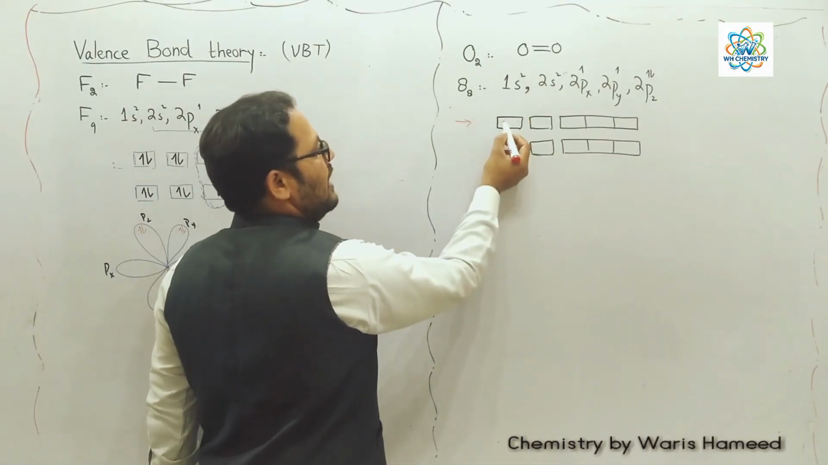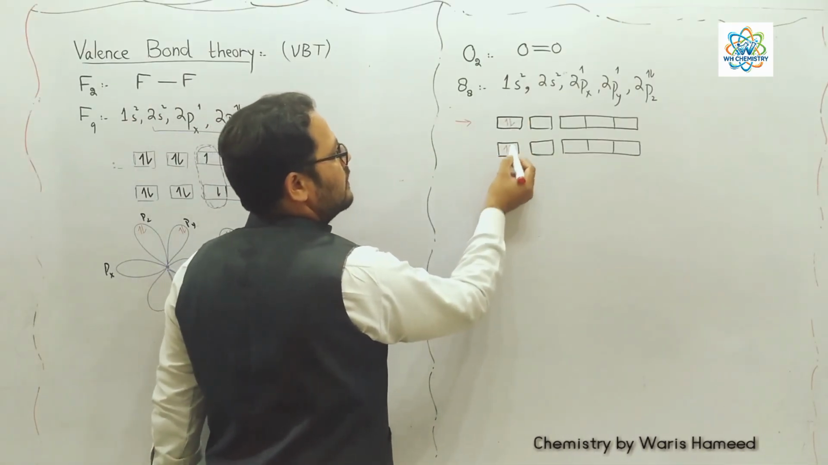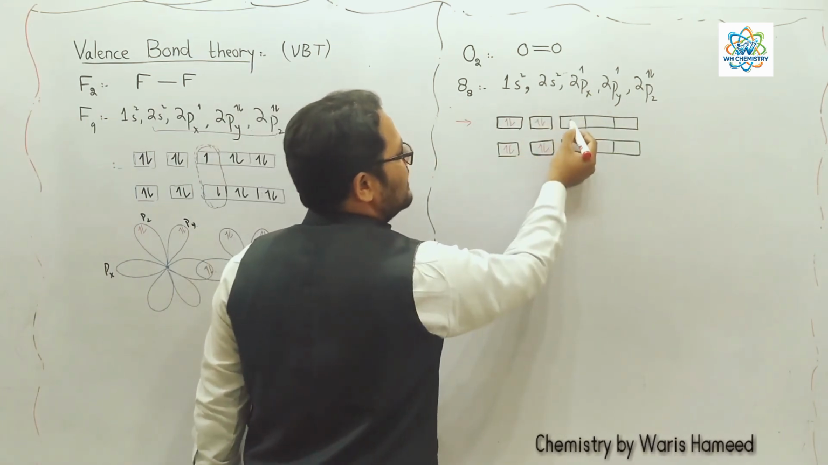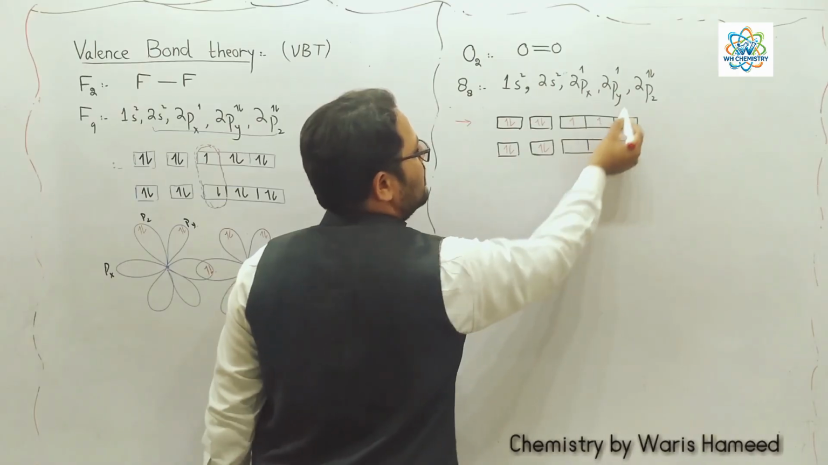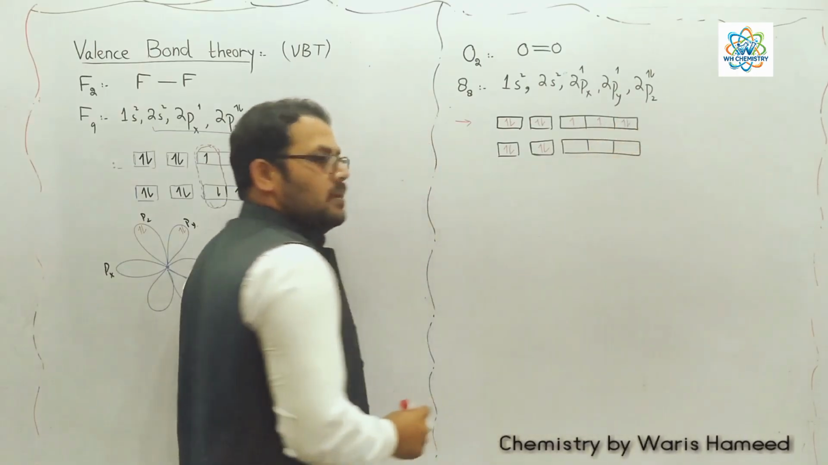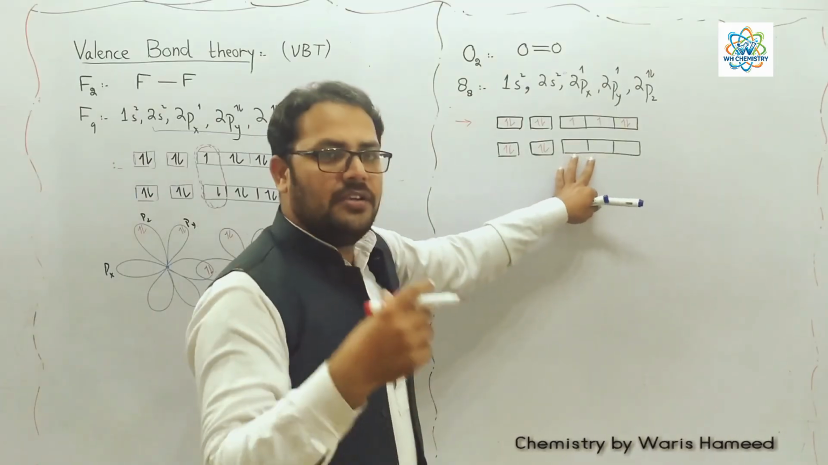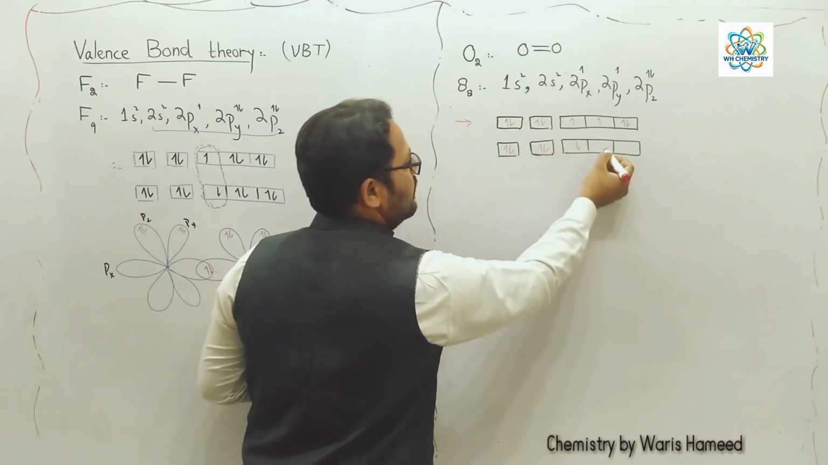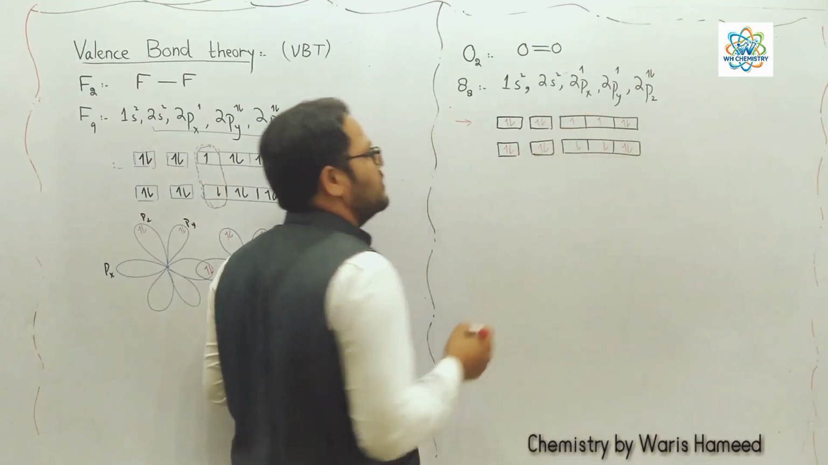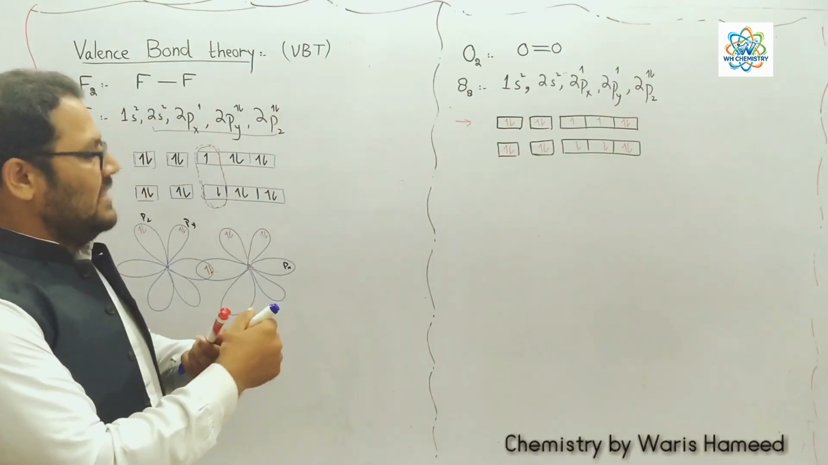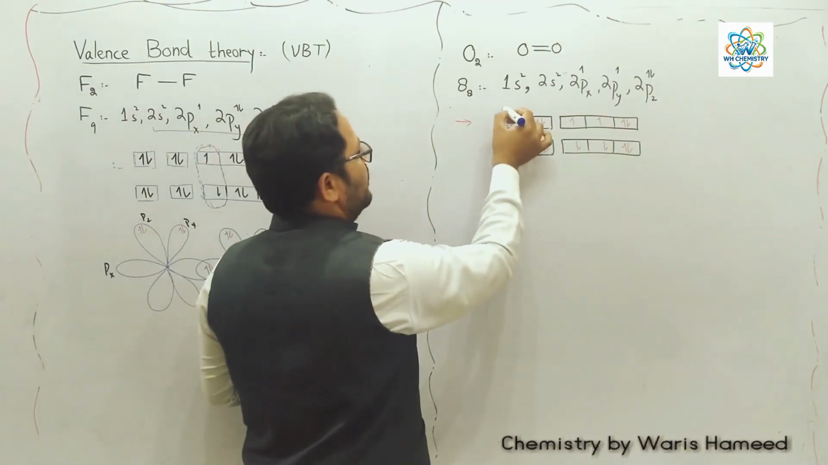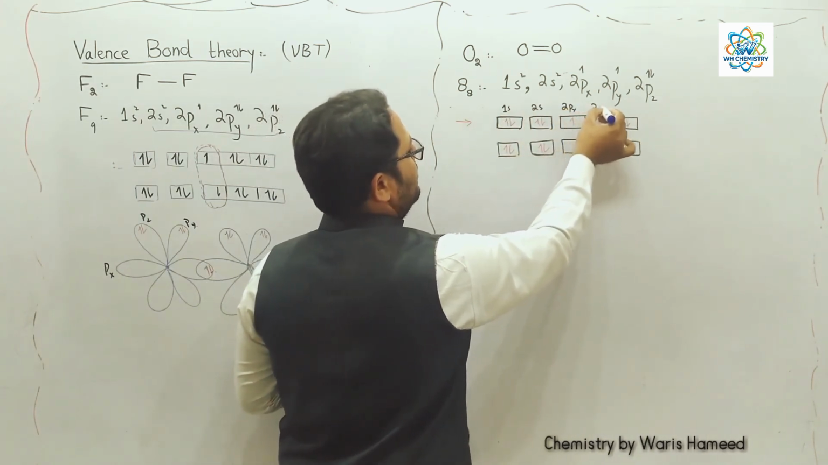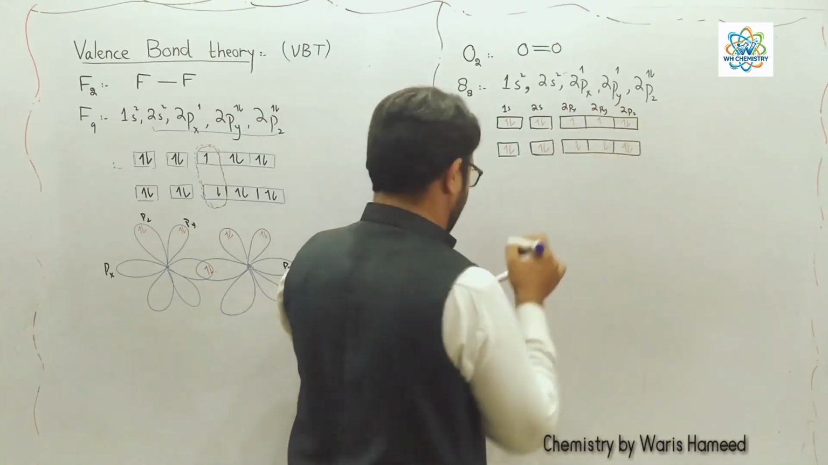1s2 has two electrons. 2s2 also has two electrons. 2px has one electron, 2py also has one electron, and 2pz has two electrons. Now in these orbitals, I should write the opposite spins of these electrons, and here are two electrons. Now naming these orbitals: it's 1s, 2s, 2px, 2py, and 2pz.